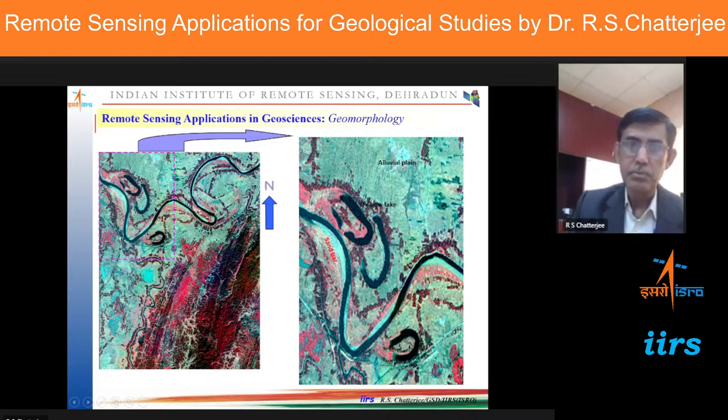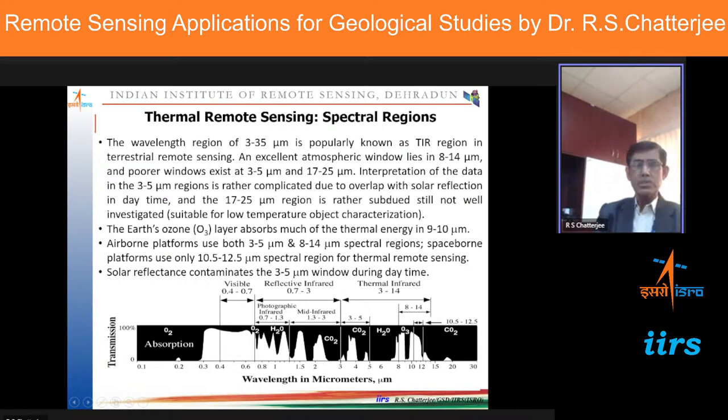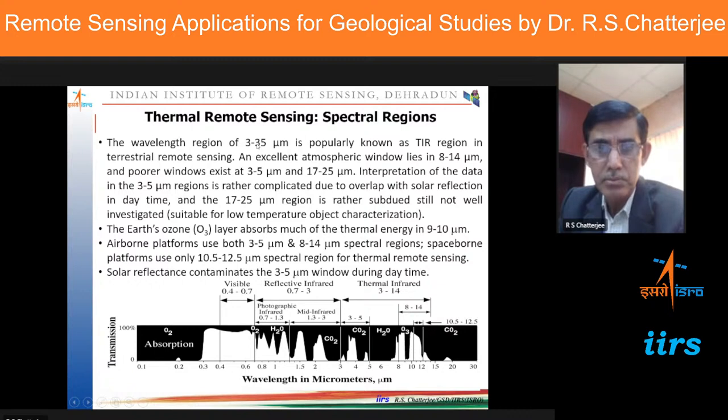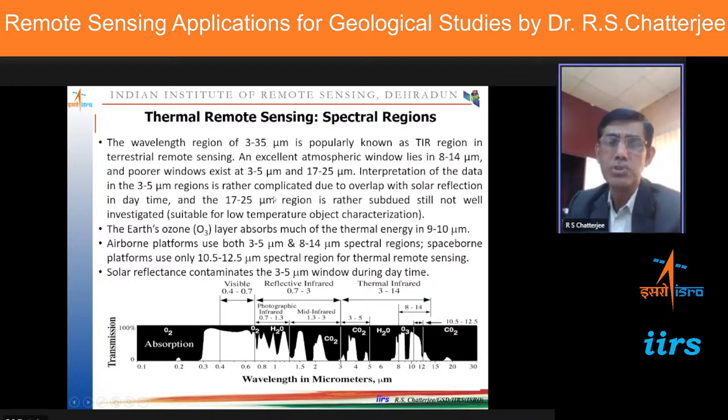floodplain. Now coming to thermal remote sensing, which is different from optical remote sensing. You know, in optical remote sensing the wavelength range is 0.4 micrometer to 3 micrometer, whereas the thermal remote sensing wavelength region is 3 to 35 micrometer. And in this range, 3 to 35, there are 3 atmospheric windows. One is 3 to 5 micrometer, another is 8 to 14 micrometer, and the third one is 17 to 25. You can see in the illustration below.